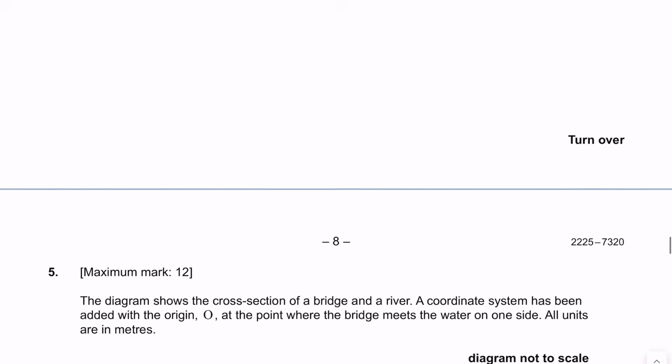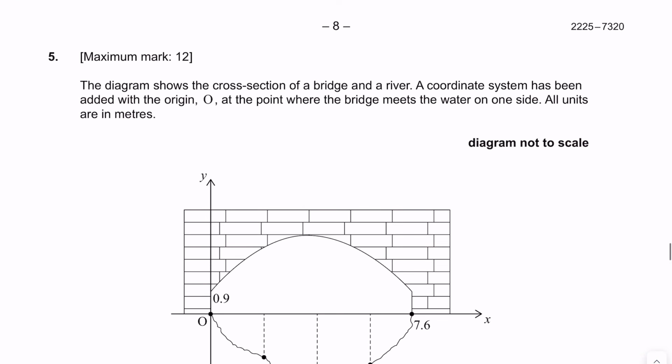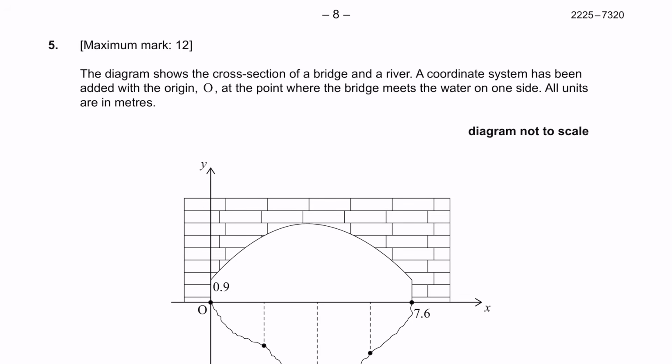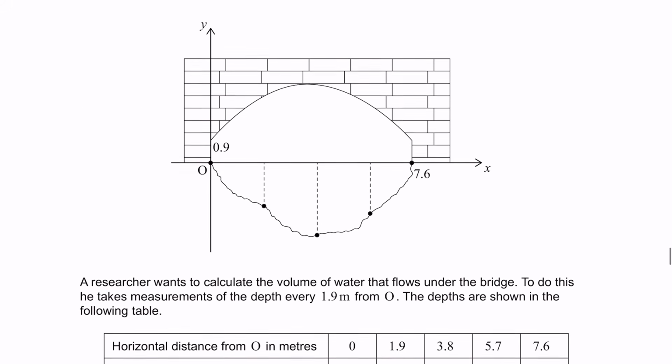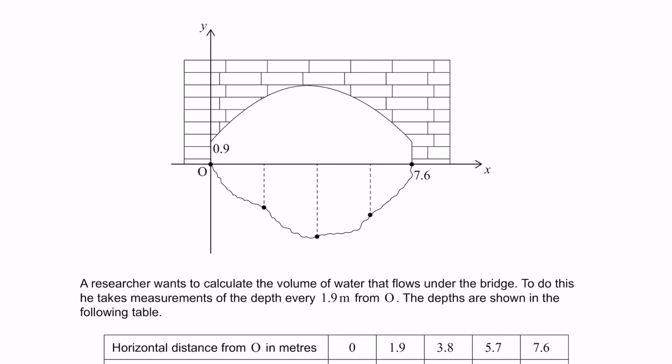Question 5. The diagram shows the cross-section of a bridge and a river. A coordinate system has been added with the origin O at the point where the bridge meets the water on one side. All units are in meters. A researcher wants to calculate the volume of water that flows under the bridge. To do this, he takes measurements of the depth every 1.9 meters from O. The depths are shown in the following table.